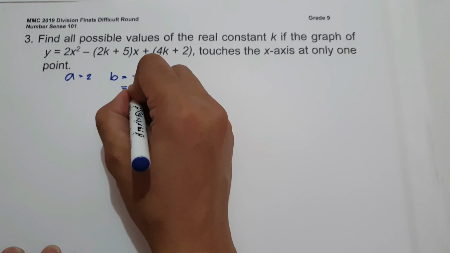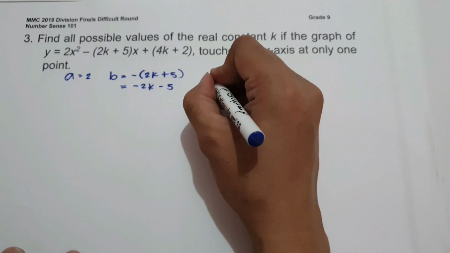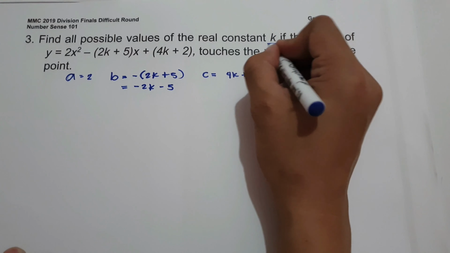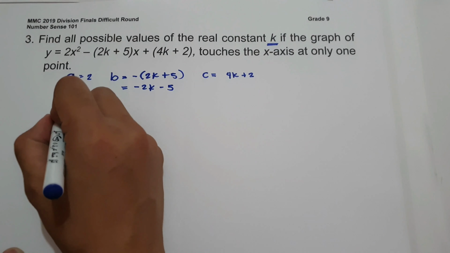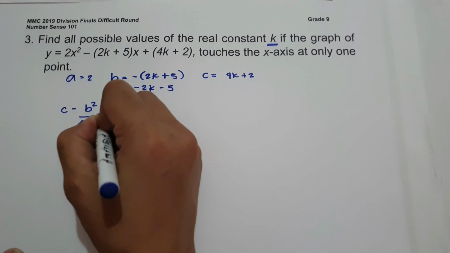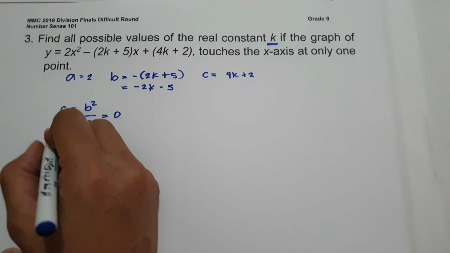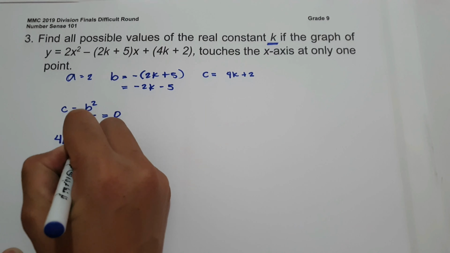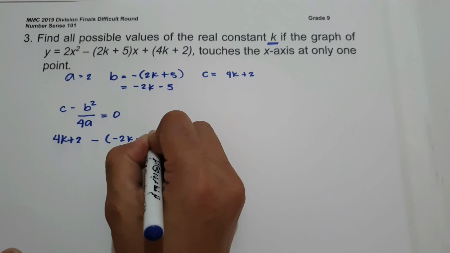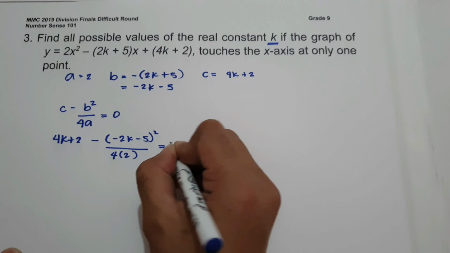So let us simplify this one. This is negative 2k minus 5. And then c, that is 4k plus 2. Since we are talking about k, let us use the formula for k. That is c minus b squared over 4a equals 0. So let us have the value of c, that is 4k plus 2 minus b, that is negative 2k minus 5 squared over 4 times the value of a, that is 2, equals 0.